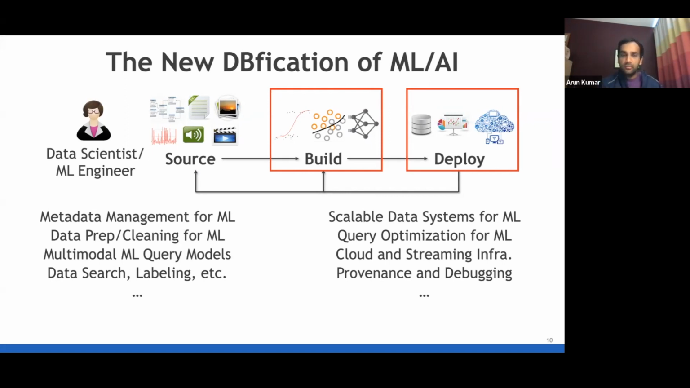And across this lifecycle, because there's so many moving parts and components, provenance management matters. Debugging when errors happen in ML predictions. How do you fix things? Those sorts of workflows require a lot of data management challenges to be tackled as well.